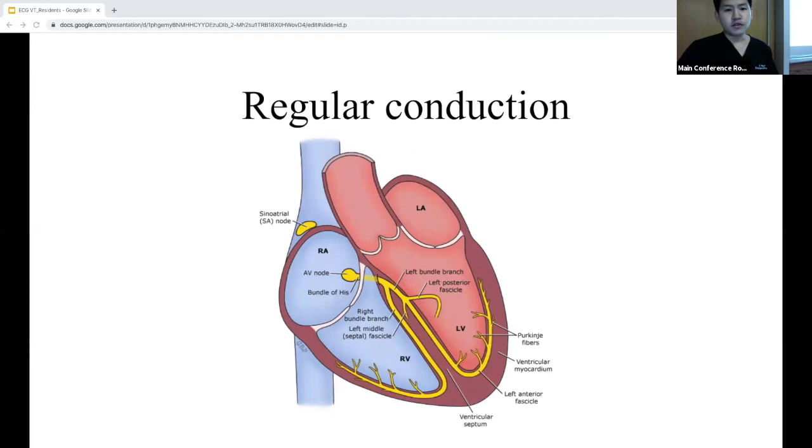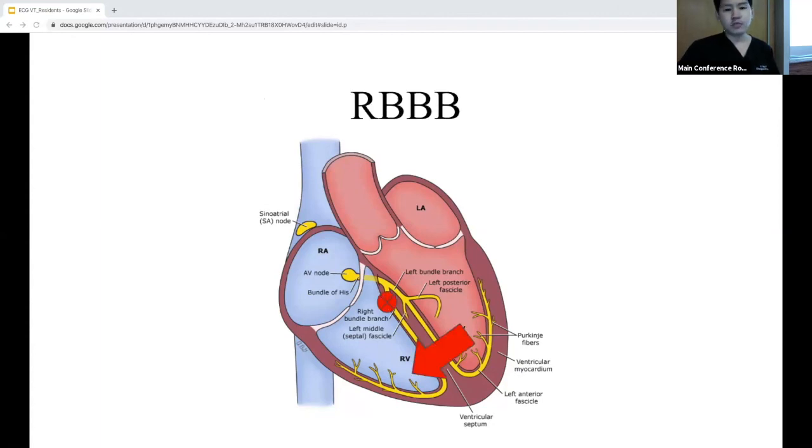So quickly, to go over regular conduction, you start with the SA node and it travels down to the AV node, which then travels down into the left bundle branch and the right bundle branch. The left bundle branch splits into the left anterior and posterior fascicles. They then spread through the Purkinje fibers into the subendocardium. In the right bundle branch block, you have the left bundle branch.